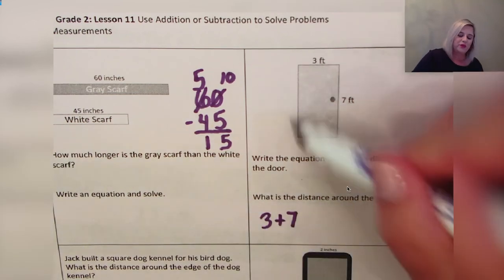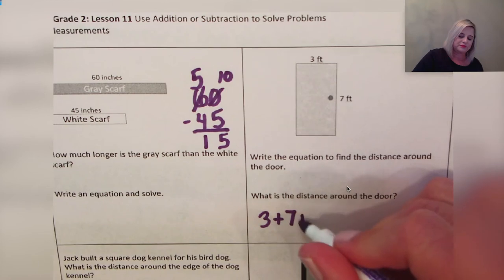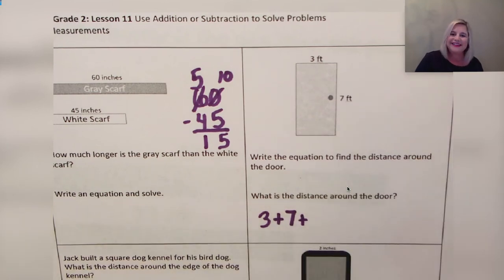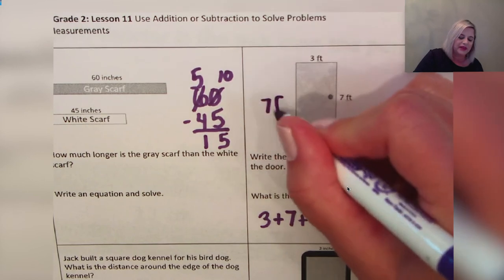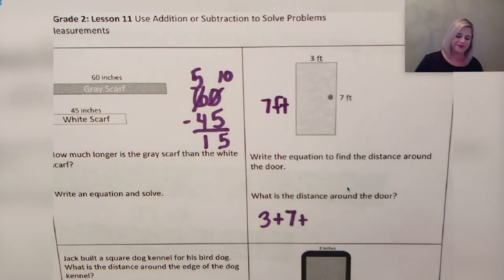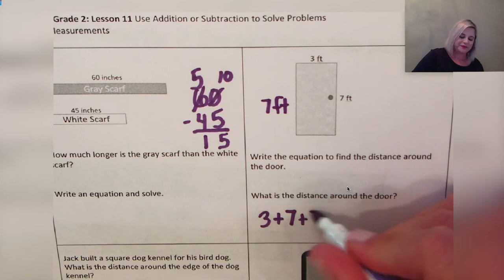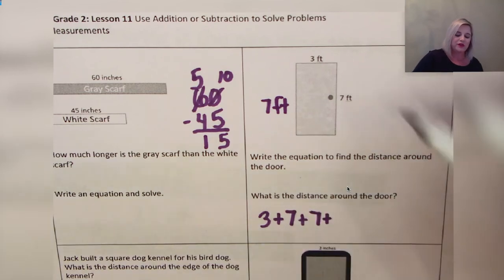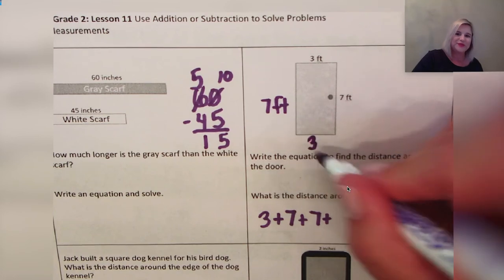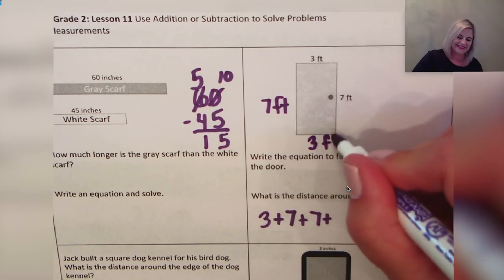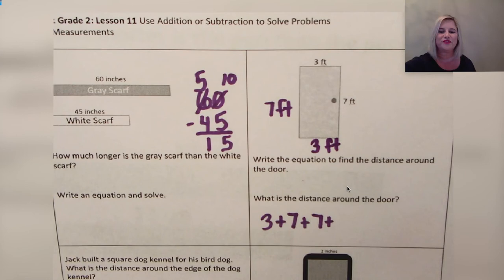How do we know what these sides are? Excellent, it's a rectangle, and we know the opposite side will be the same length. And so we know if this is 3 feet, then we know this will be as well. You all are doing a wonderful job.